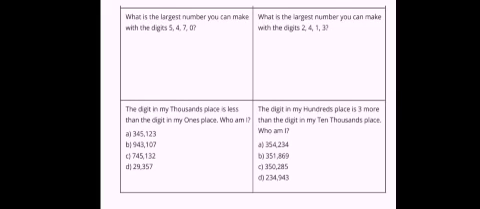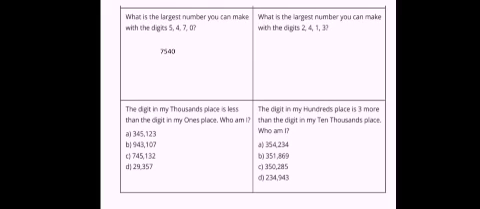Question number 5. What is the largest number you can make with the digits 5, 4, 7, 0? To make the largest number, I will arrange the digits from the greatest to the least. The greatest number here is 7, so we will start with 7. After that 5, after that 4, after that 0. So the number is 7,540.